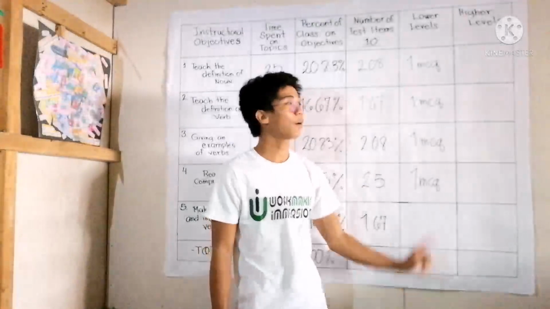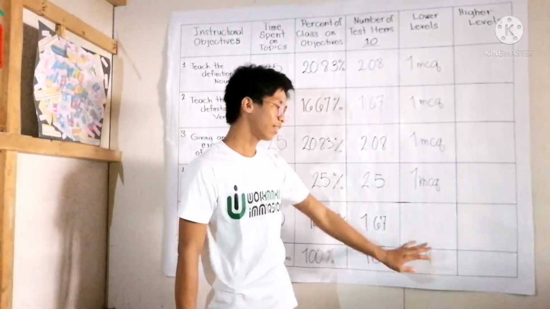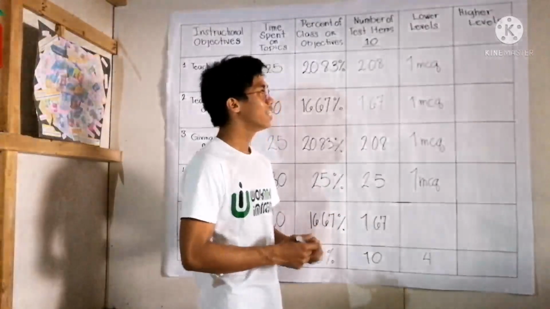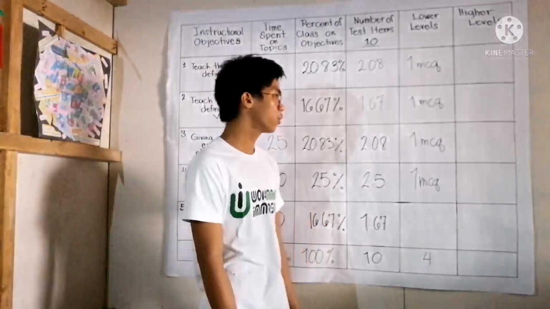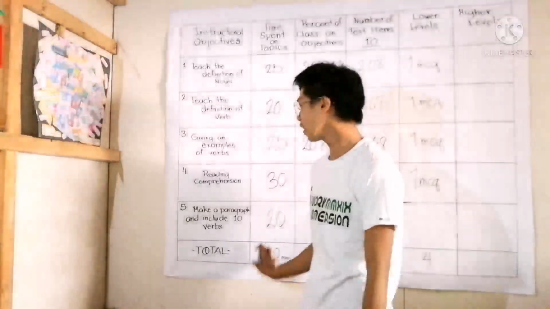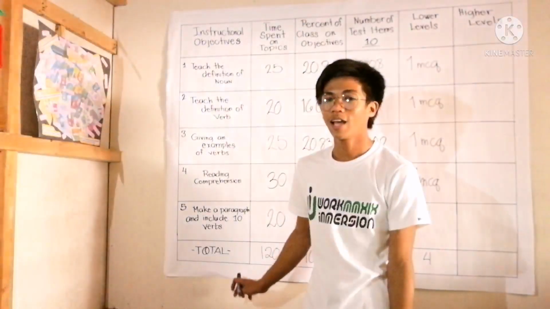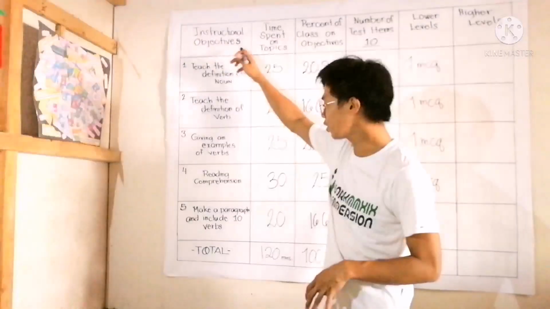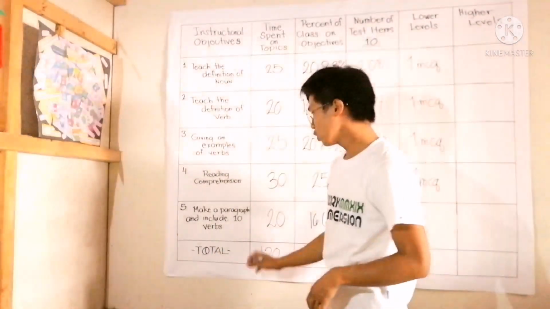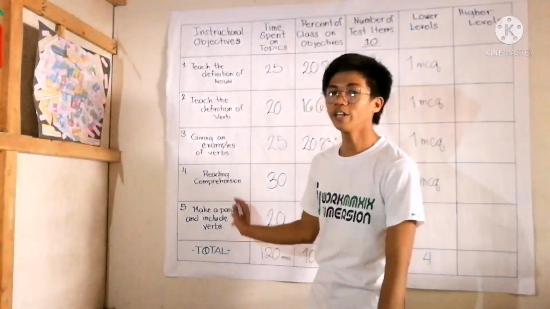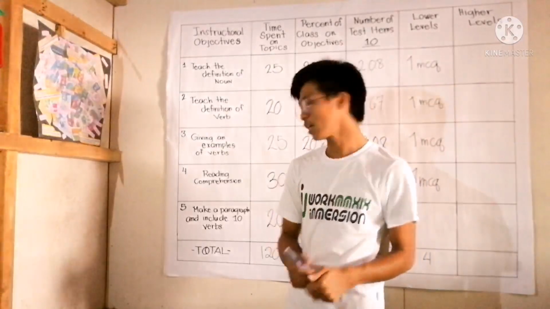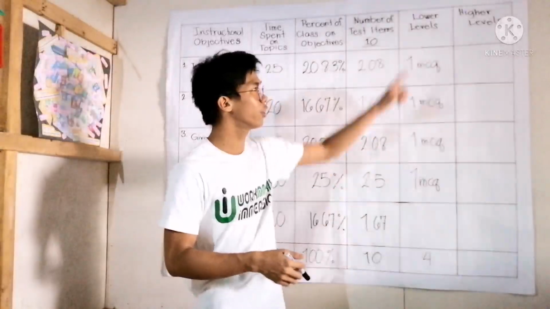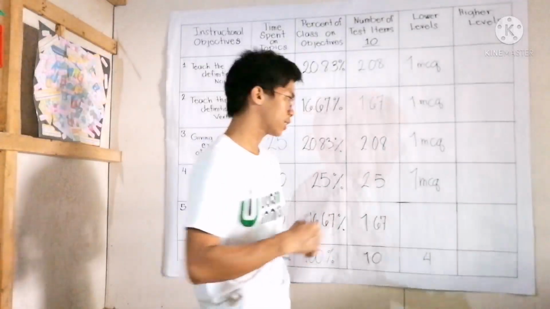So we are done summing up the lower levels. And I will repeat that the lower levels must be lower than the sum of the higher level. The sum of the lower level is 4. So the remaining objective is only number 5: make a paragraph and include 10 verbs. As you can see, as a teacher, you are just teaching these 4 basically. The fifth objective is more difficult for the student, who will make the paragraph and include 10 verbs. So I will put 6 points on the higher level.